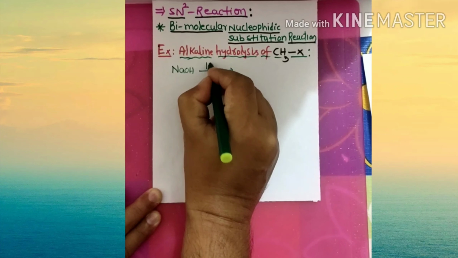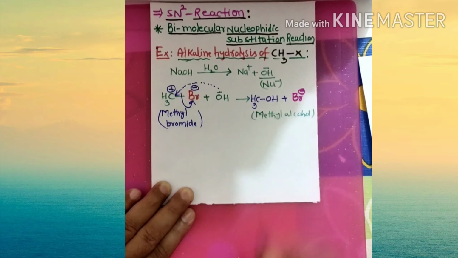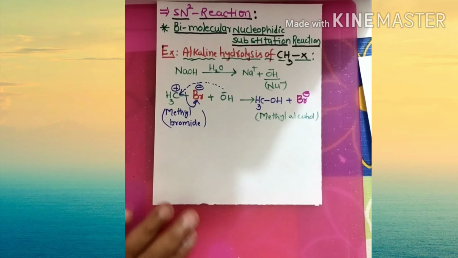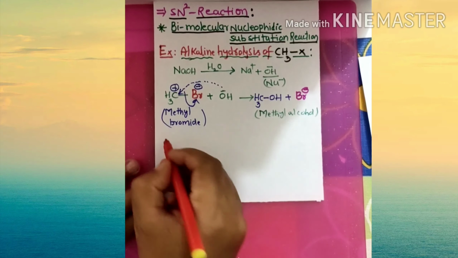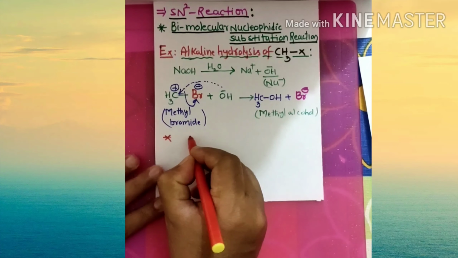So methyl bromide reacts with NaOH, that is OH minus, and gives methyl alcohol. So this is the product we are calling methyl alcohol. This is how the SN2 reaction takes place. And in this reaction, carbocation stability.